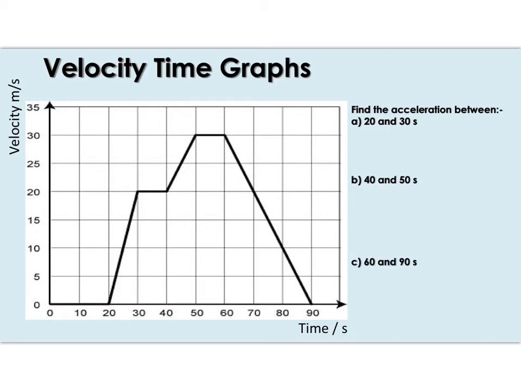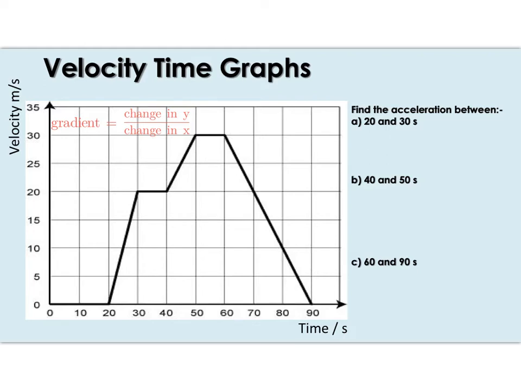So what I need to do is, gradient, remember, is a change in your y-axis divided by a change in your x-axis. So you can see here on the equation, the gradient is equal to change in y over change in x. Remember that the acceleration is the gradient of the velocity time graph. So what we need to do is work out a change in y and change in x for the first one.